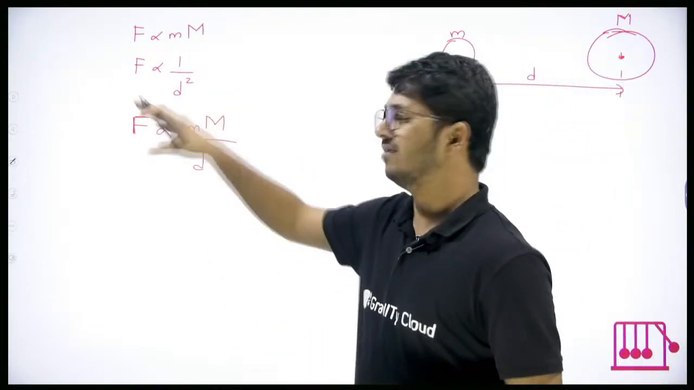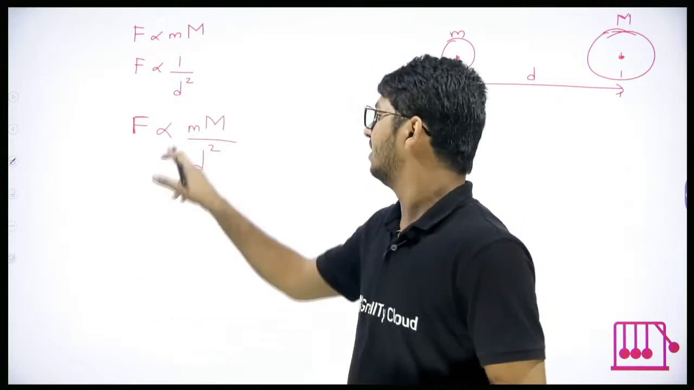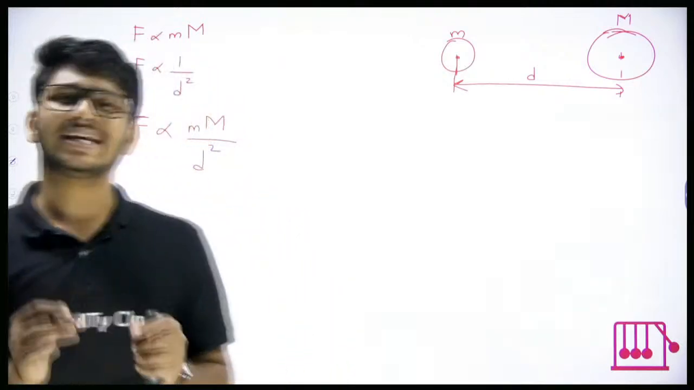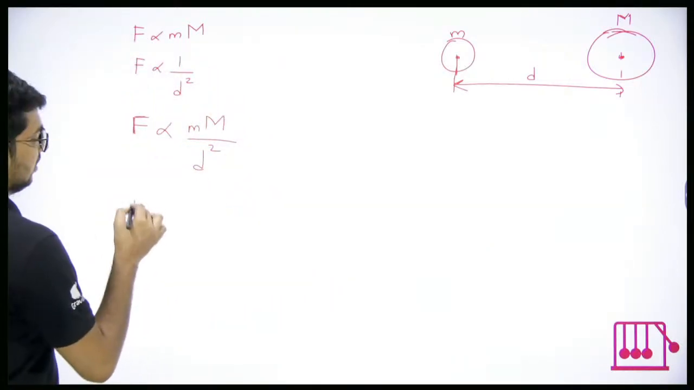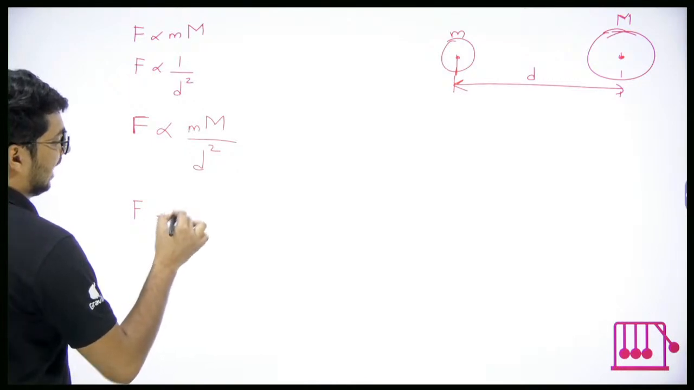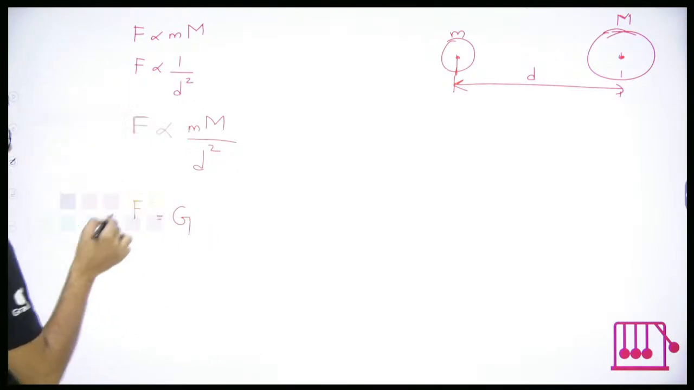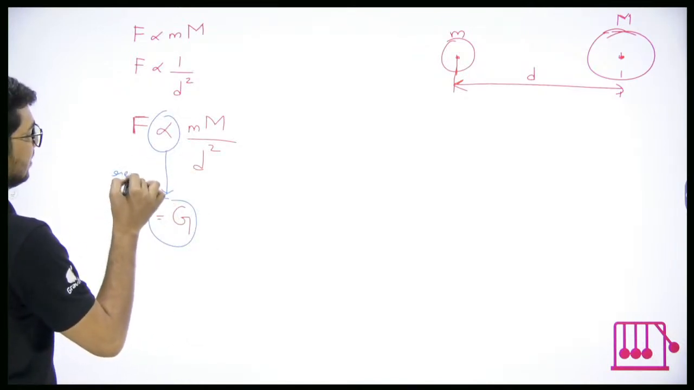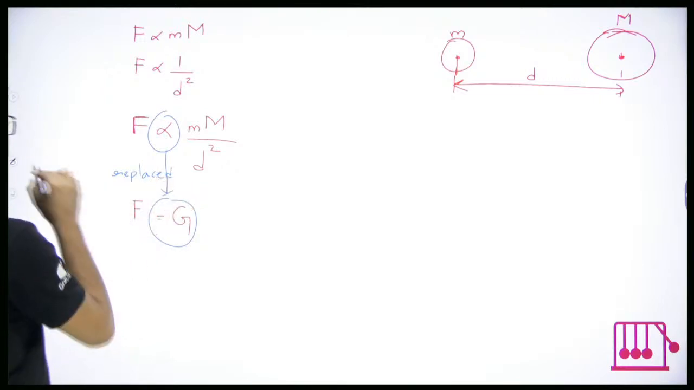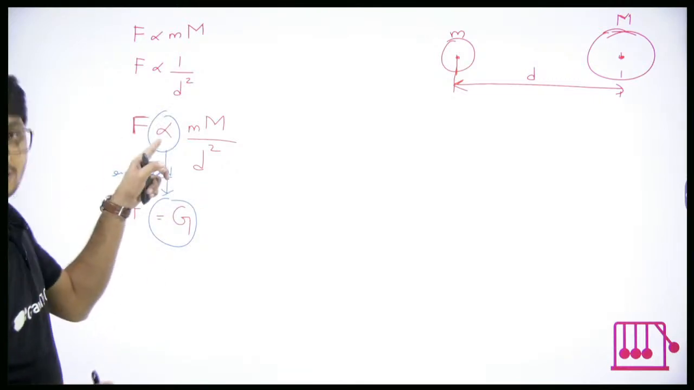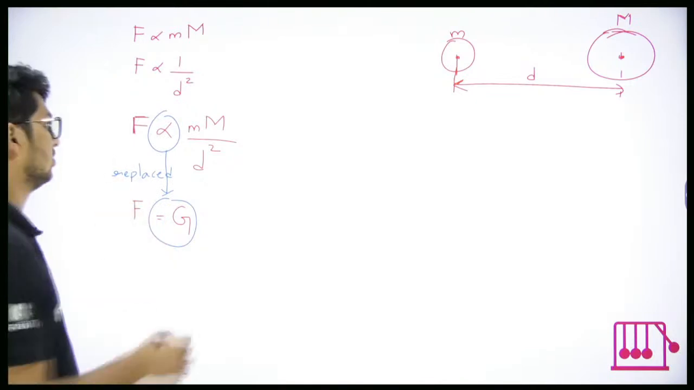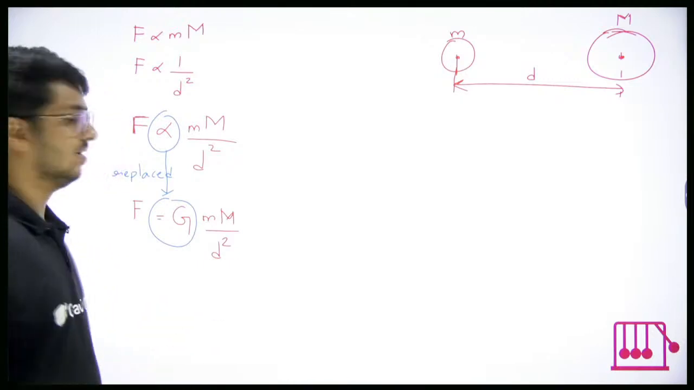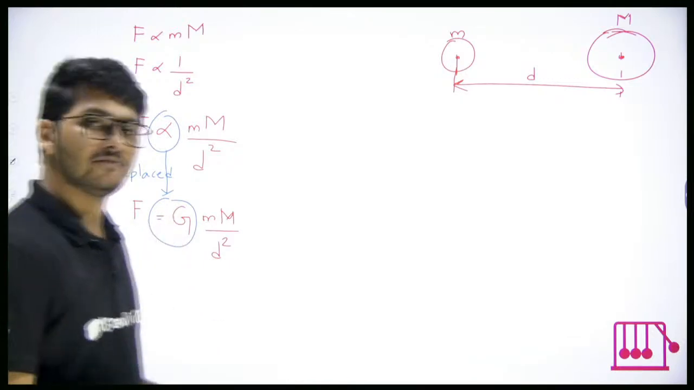Whenever you get the final formula in terms of a proportionality sign, you will replace the proportionality sign with what? With an equal to and a constant. Look at this, this is replaced. That's it, it's a mathematical thing. You replace the proportionality sign with an equal to and a constant, and then write down the others in the same way. That's it, and you got an equal to sign. So you got a formula.